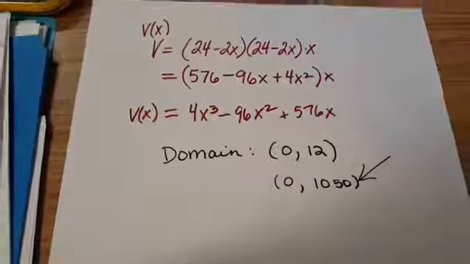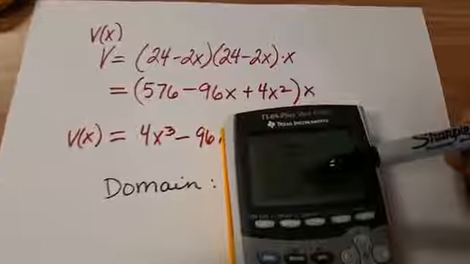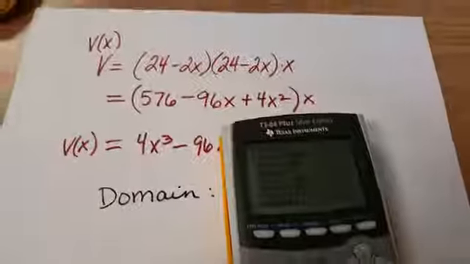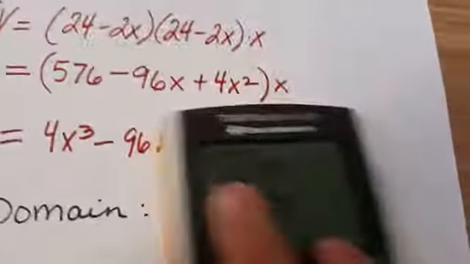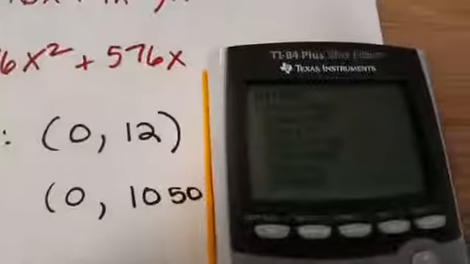The reason I need a ballpark, though, is to put in the y min to y max. So if I really want to see this, and I want to see it in the range that it matters to me, that would be on a domain of 0 to 12.